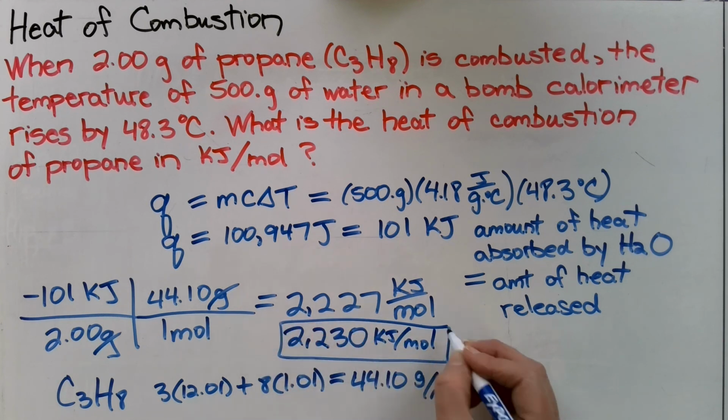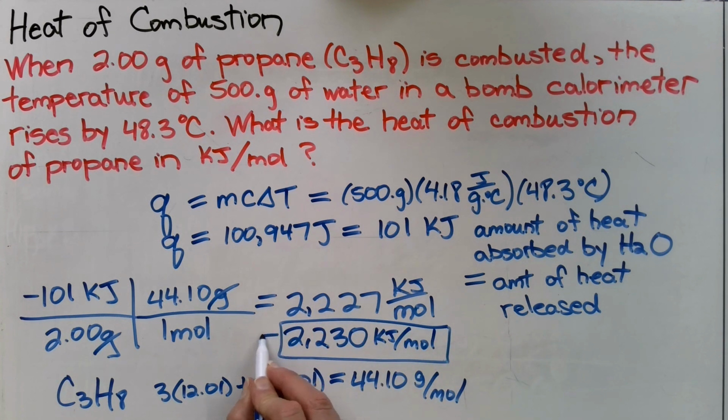So the answer to this problem, and we should make that negative because it's heat that's being released, is negative 2,230 kilojoules per mole. That is the heat of combustion for propane.